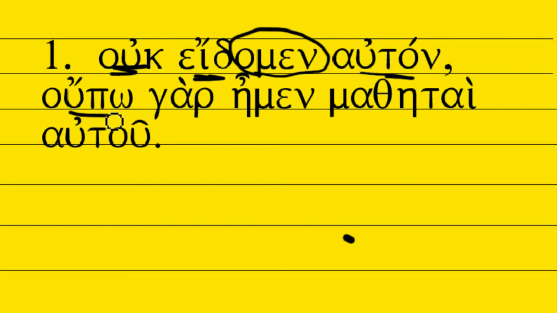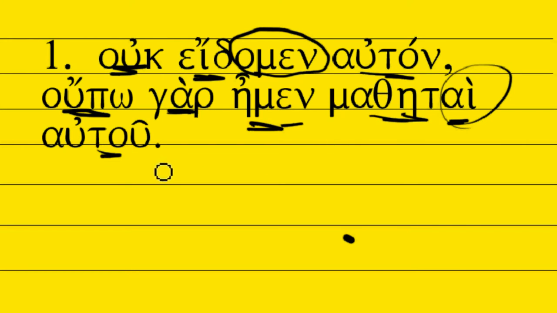Oupō, not yet, as you know, is an adverb, and always comes in that form. Gar, for, postpositive. Ēmen, from eimi, this is the imperfect, so it's the first person plural. We were, for not yet we were, mathētai. Eimi, or ēmen here, takes the predicate nominative, and so we were not yet disciples, autou, of him. We did not yet see him, for we were not yet disciples of him, or his disciples.